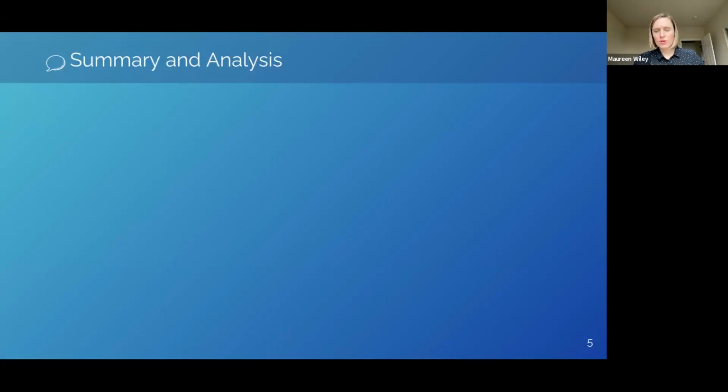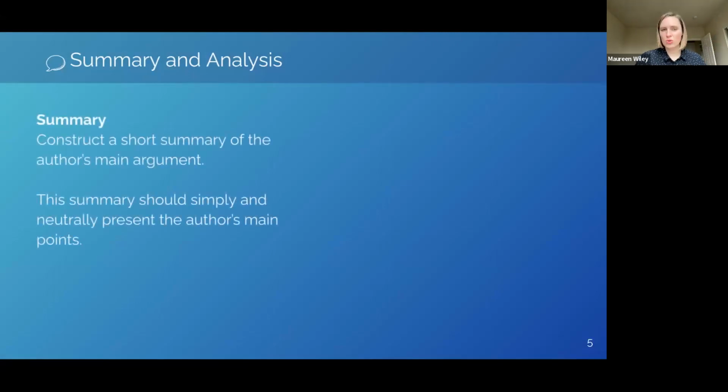So to go back to the earlier part of the structure, we start with a short summary. You want to construct a short summary of the author's main argument. The summary should simply and neutrally present the author's main point, and then we follow that up with the thesis. What is the author's main point or points that they're trying to convey to their audience? And when I say short, I really mean short. It does not need to be very long. Take a look at the example if you want to see more of what I'm talking about.